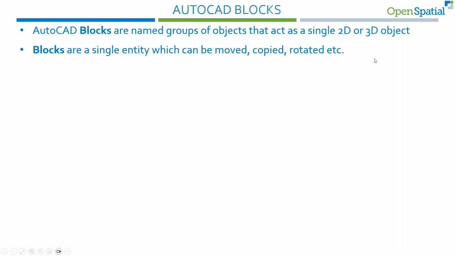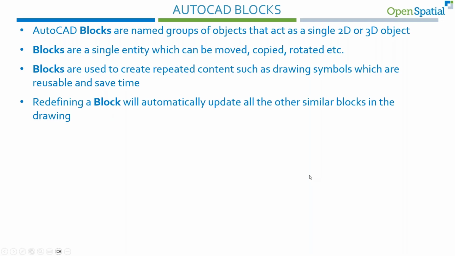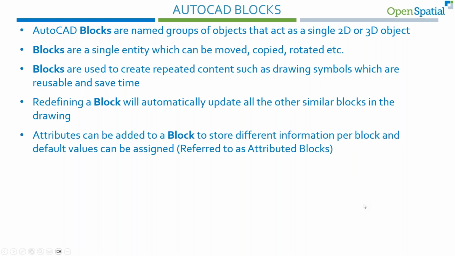Like I've shown you with explode, if you've got a polyline that I can explode, you can do the same thing. So a block is a group of things that you can handle as one entity. That's a drawing symbol that's reusable, so you can save time. The reference is stored once in the drawing, and all the other places reference it. So if you modify the block in a drawing, all the other ones will be updated the same way. Now you can also add attributes to a block to store different information. Those are called attributed blocks.